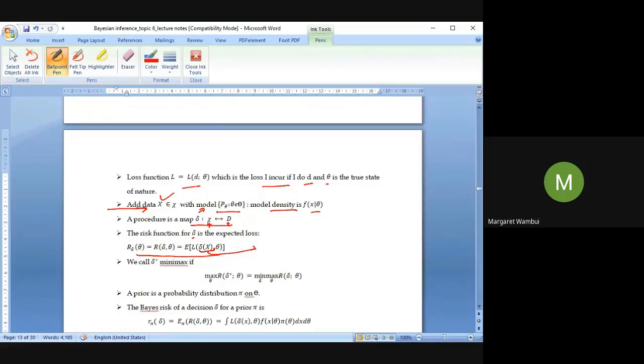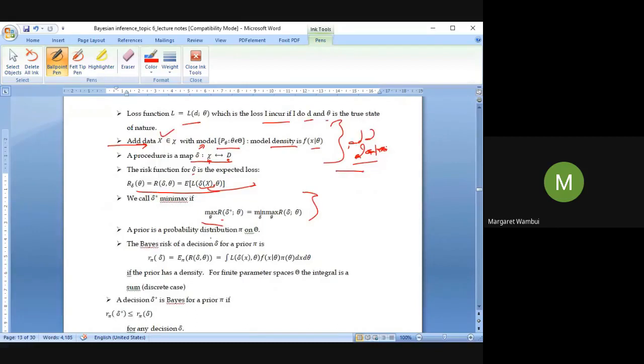So we call delta star minimax if, again, the same constant now will come in. The only difference is that here we are bringing in data. We are adding data. So it's like the case of updating data using the other one we were using there. We were using the Bayes theorem. But here now, we are not using the Bayes theorem because we are making a decision based on the data that we have collected and the states of nature that are available. So after adding data, the concept of getting the minimax value will still be the same. The maximum equals the minimum of the maximum.